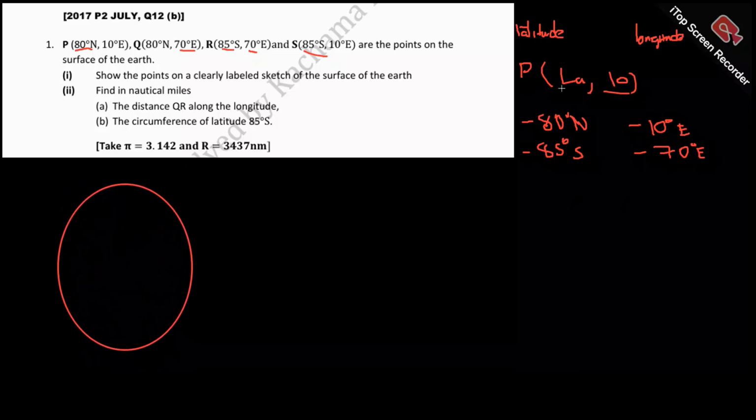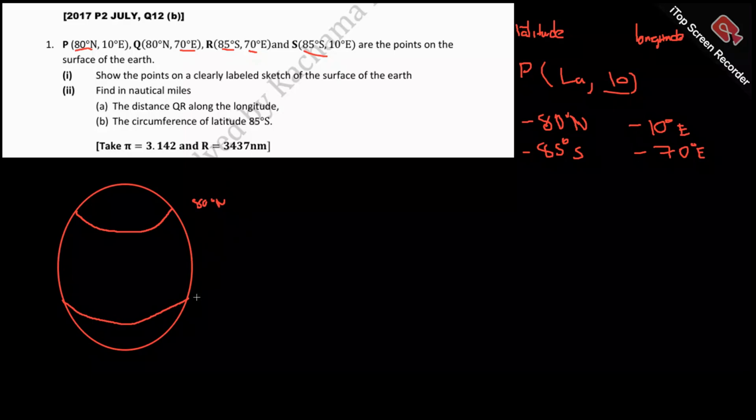How many latitudes do we have? Just two. Latitude number 1, moving from there to there. Number 2, from there to there. You have 80 degrees north. This is where north is going to be, because north is on top of the compass. Then this side, 85 degrees south. Then what else? The compass. East is this side, so don't put it this side. You're going to put these guys this side.